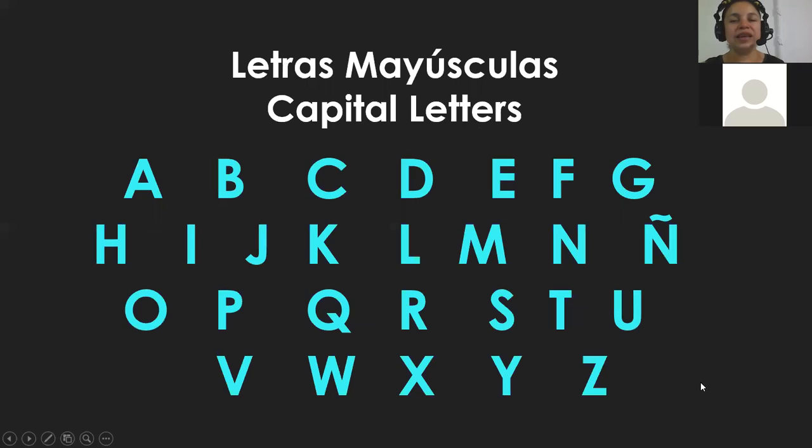Now, let's see the consonants. Here we have the vowels and the consonants. This is the alphabet in Spanish. So what do you see here? We have just capital letters. Capital letters in Spanish is letras mayúsculas. Say it again. Letras mayúsculas. Mayúsculas. So let's pronounce las letras mayúsculas.